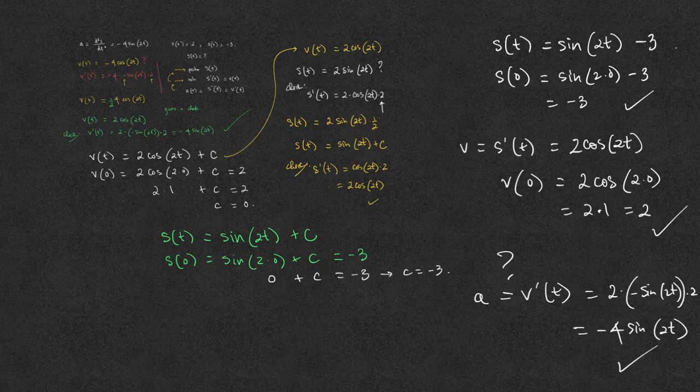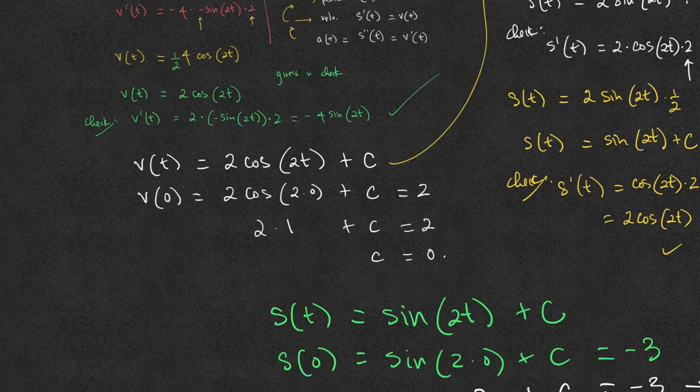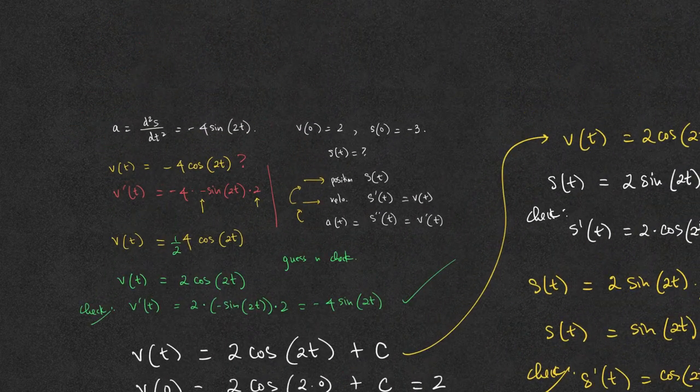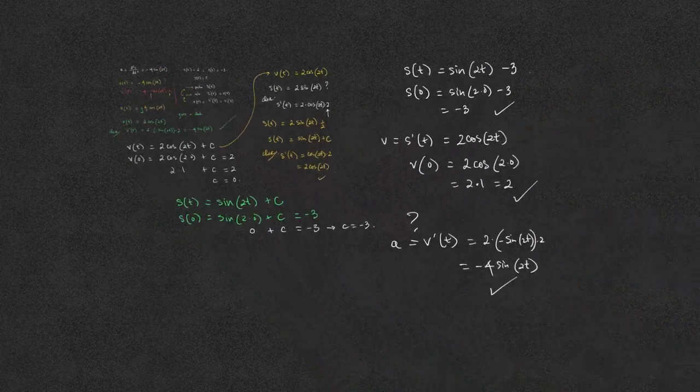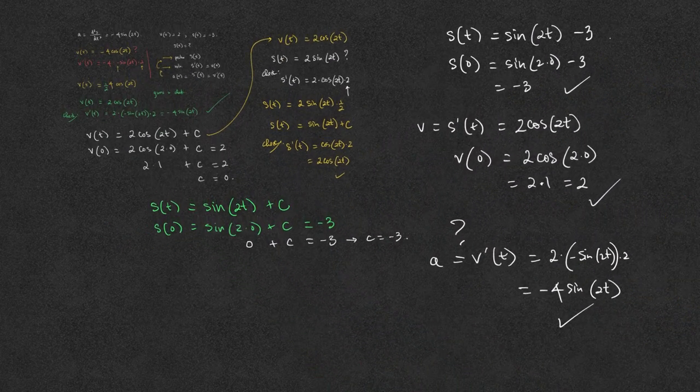There are 3 conditions in the given problem, and that is the differential equation, the initial condition for the velocity, and the initial condition for the position. And all of those 3 conditions checked out. The answer is s of t equals sine of 2t minus 3.